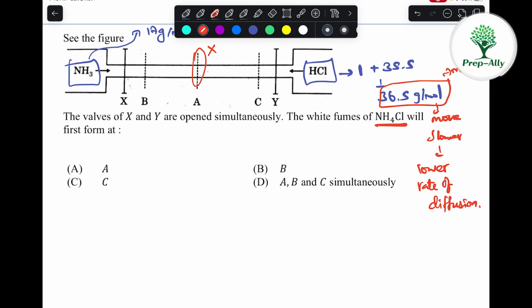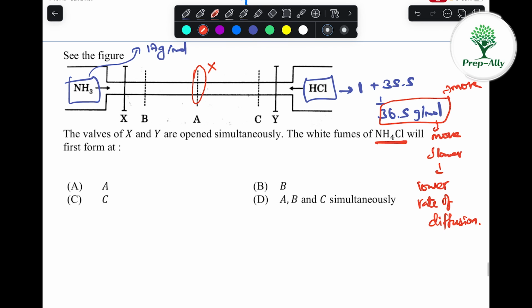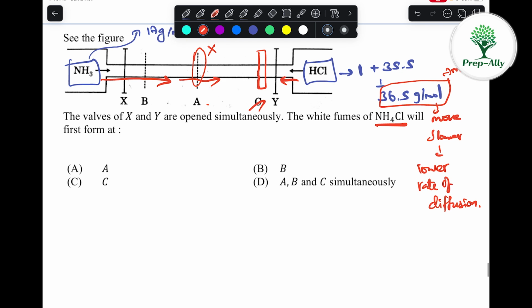And who is faster first of all? This one is faster, so it will cross B first. The slower one won't cross C as much, right? It will cross A also faster. So they will meet at a point in between A and Y, right? So they will meet at C most probably. So the answer is going to be C.